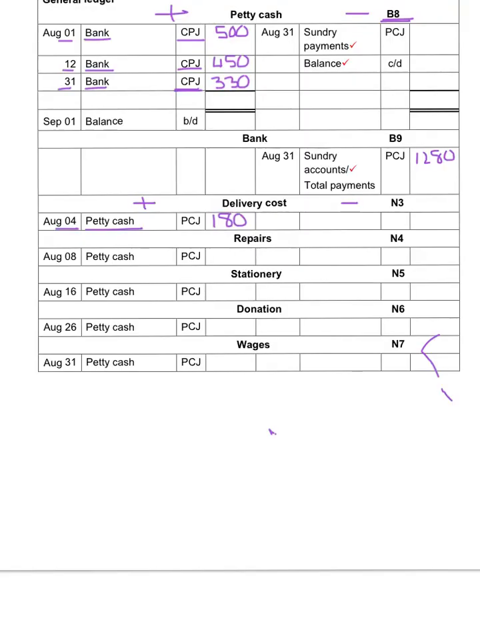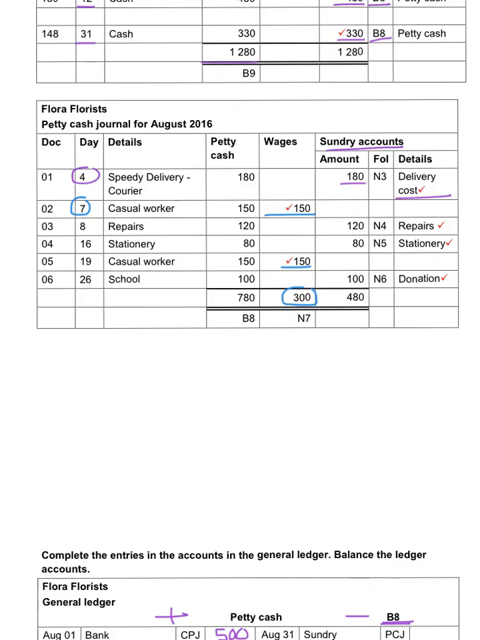The wages account will be debited to increase the expense on the debit side. The account credited will be petty cash. This is posted from the petty cash journal. Because it's a total, it's on the last day of the month. The wages folio number is N7. So we will indicate the folio number below the total to show that this 300 Rand was posted.